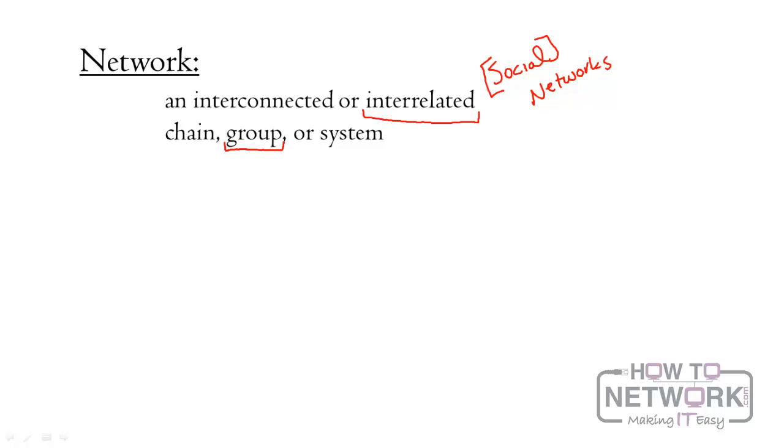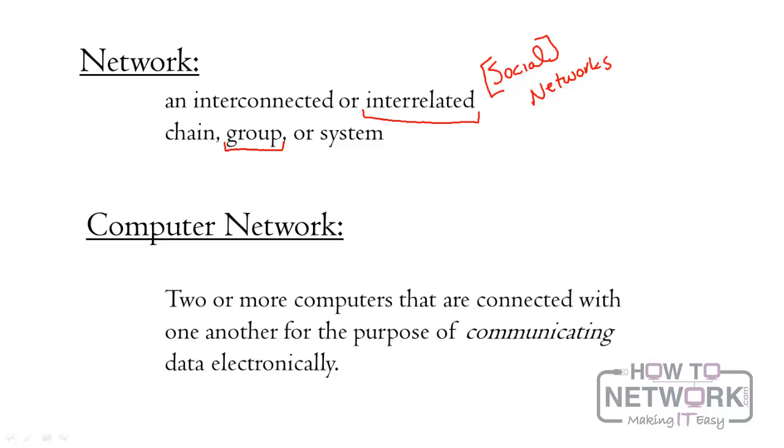Now, based on that, a computer network is the interconnecting of two or more computers that have a basic core purpose of communicating electronically. So, the purpose of a social network is to communicate with individuals about a specific topic. On a computer network, we need to communicate data electronically. And that's the thing that joins us together. The internet is one really large computer network. And we will see how that comes into play later on in this course.